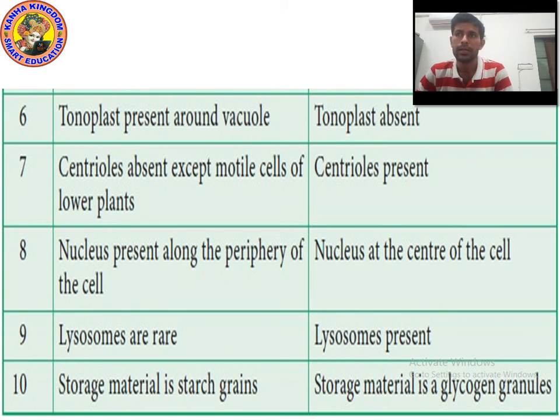And next, lysosomes are rare. In a plant cell lysosomes are rare, but in an animal cell lysosomes are present. Next is storage material. In a plant cell the storage material is starch grain. But in an animal cell, the storage material is glycogen granule. Glycogen is found as a granule, but starch is found as a grain.